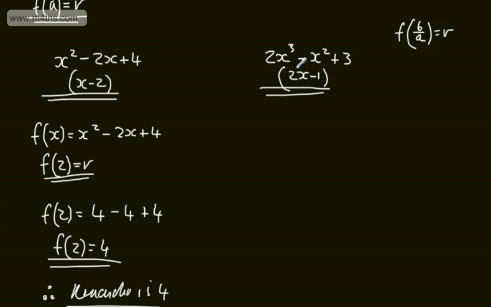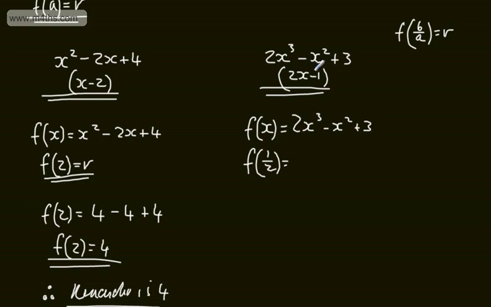So when I have a coefficient on the x term, I could write that as ax minus b, and I'd simply go ahead and evaluate f of b over a. So let's define our function. Let's say f of x is going to be 2x cubed minus x squared plus 3. So we can say that the remainder will be what we get when we evaluate f of 1/2.